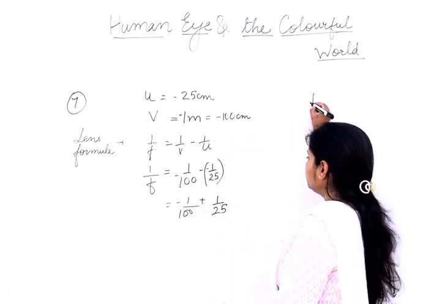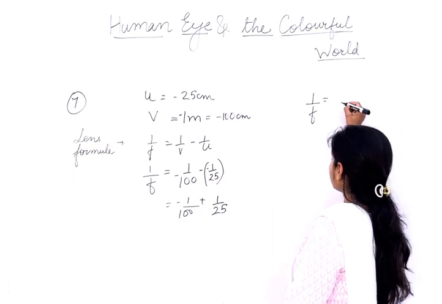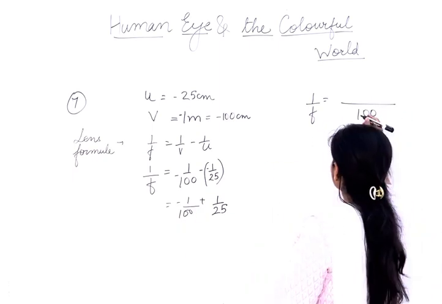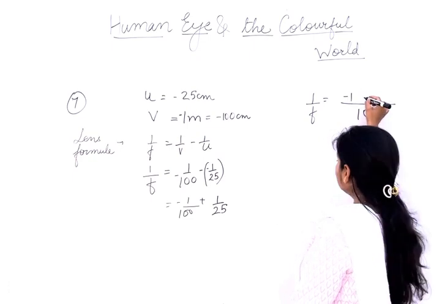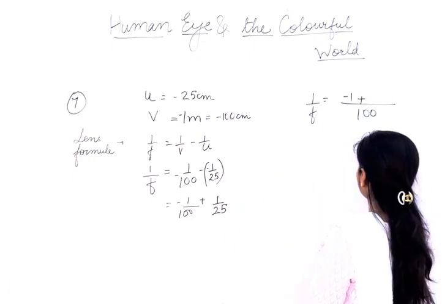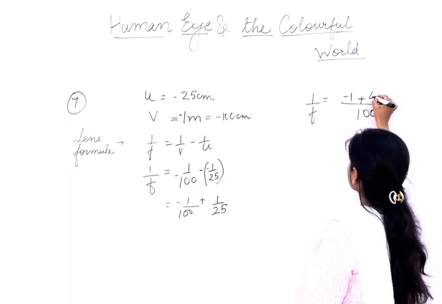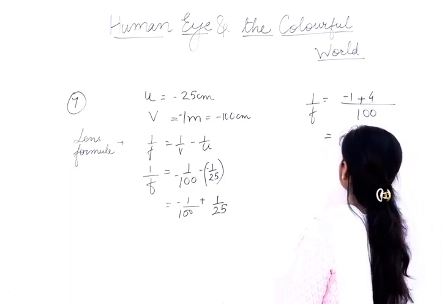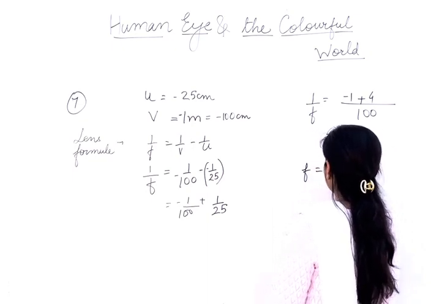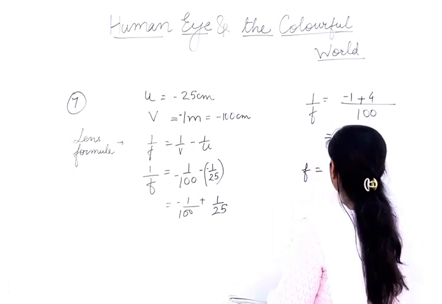So solving it out, 1 upon f is equal to, 100 will be the LCM. In the table of 100, 100 will come 1 time. So it's minus 1 plus, 25 times 4 is 100, so it will be plus 4. So it will give you 3 upon 100. So the focal length will be 100 upon 3.